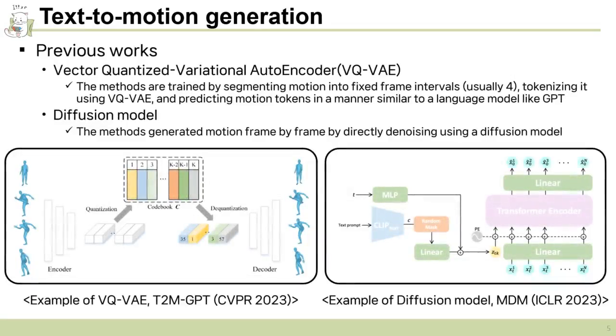There are two main approaches that have been used in text-to-motion generation. First, we have VQ-VAE. This method breaks motion into pieces, tokenizes them, and predicts the next tokens, much like how GPT models process language. Second, there's the diffusion model, which generates motion frame by frame, adding and removing noise at each step. Both approaches have made significant contributions to the field, and each comes with its own strengths and limitations.